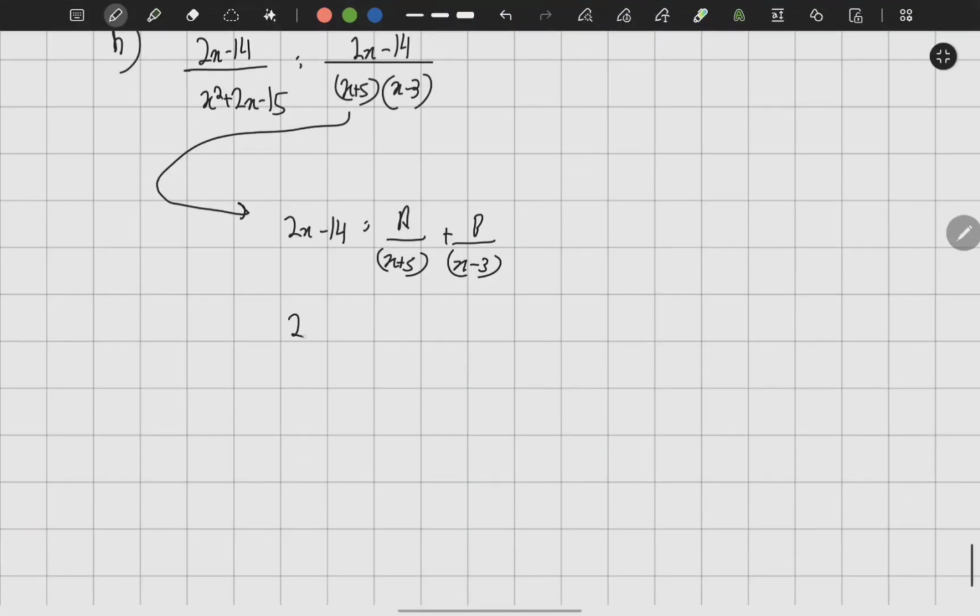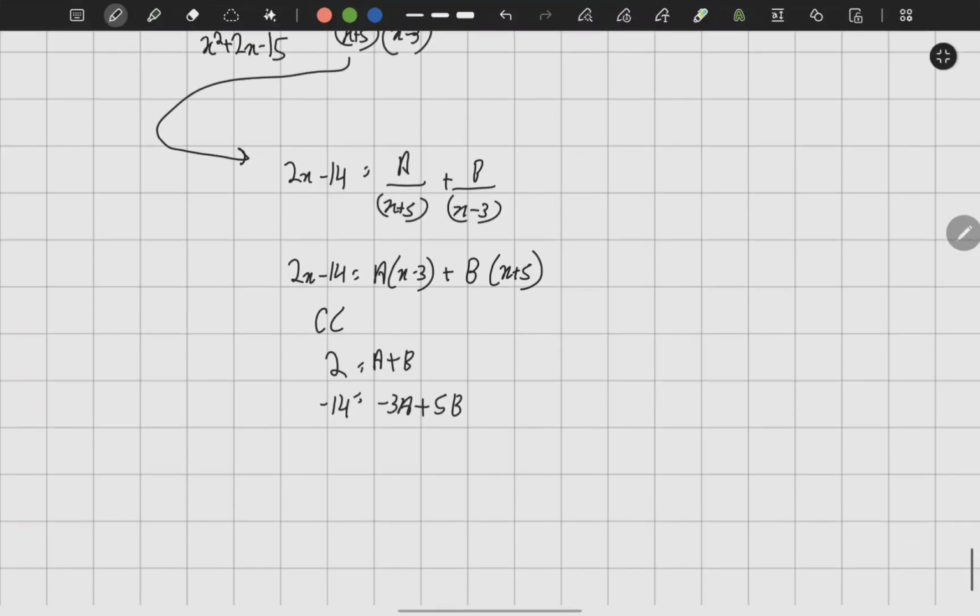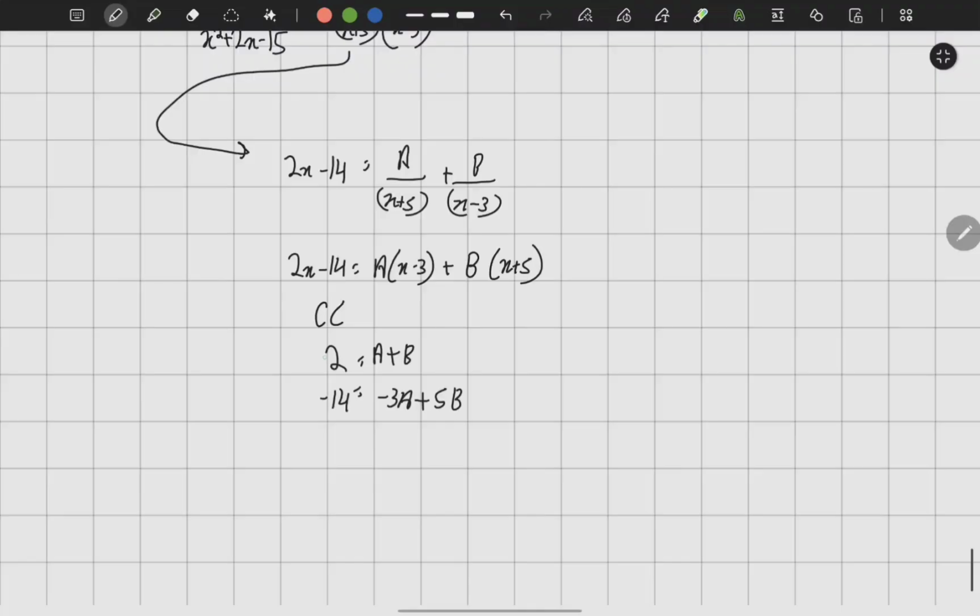Now we do the same thing, cross multiply: a lots of x minus 3, b lots of x plus 5, then CC, comparing coefficients. 2 and minus 14 are our coefficients, a plus b again, and minus 3a plus 5b. Also, when you're doing exam questions, you don't need to solve these simultaneously by hand like I'm doing. You can just put it into your calculator and solve it instantly. So for this one, I would just times this one by 5. I'm just doing the first thing I see.